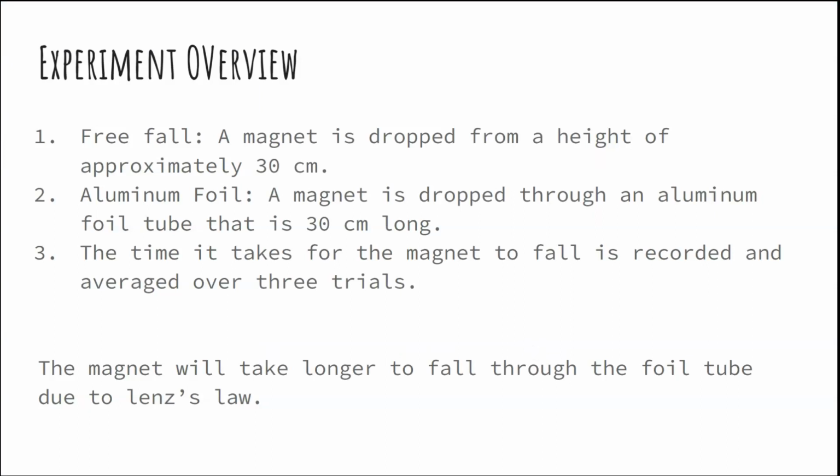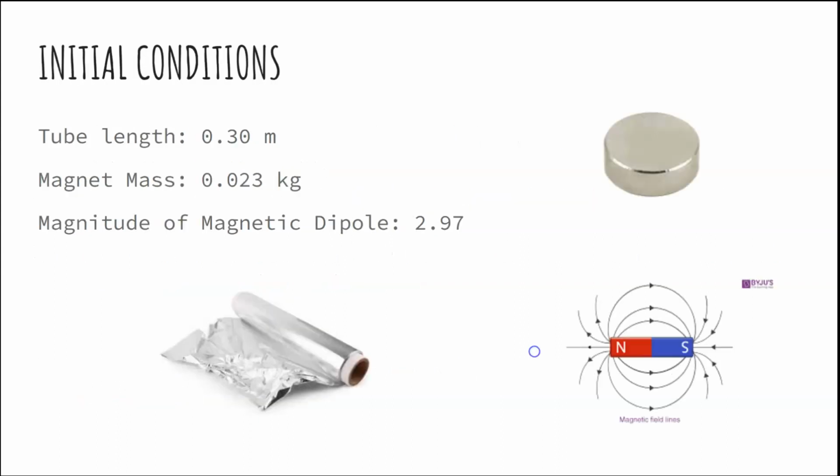Going into the experiment, the free fall trial was a magnet just dropped from about 30 centimeters and timed. The aluminum foil side of things was the magnet dropped through a tube of aluminum foil. Again, it was about 30 centimeters long, and the time for it to fall to the ground was measured and averaged over those three trials. The reason that the aluminum foil trials took longer to fall is Lenz's law, which I will discuss a little bit later.